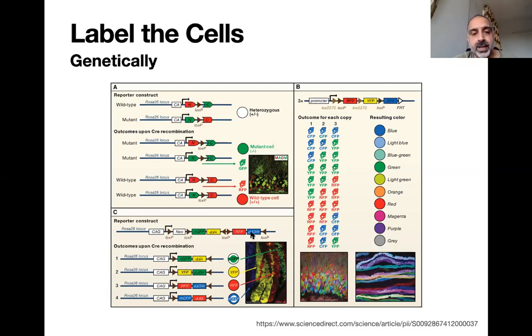The recombination will happen once, and then all the progeny of that cell where this recombination has happened will have different colors. If you have a tandem array of this construct, you can start getting different copies of different fluorescent proteins in different cells. In this way you can get a rainbow of fluorescent proteins, all in Cre-expressing cells.